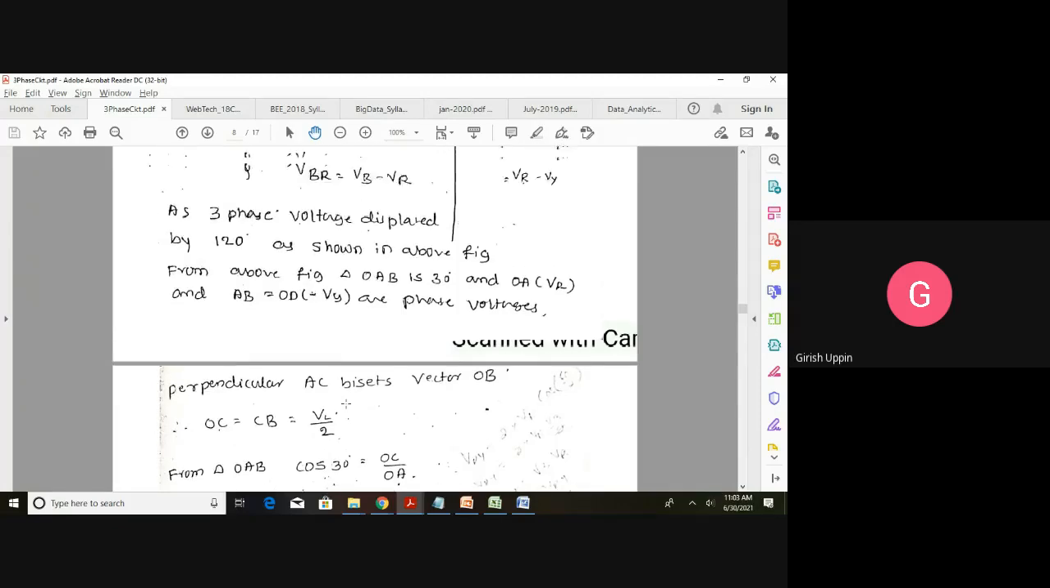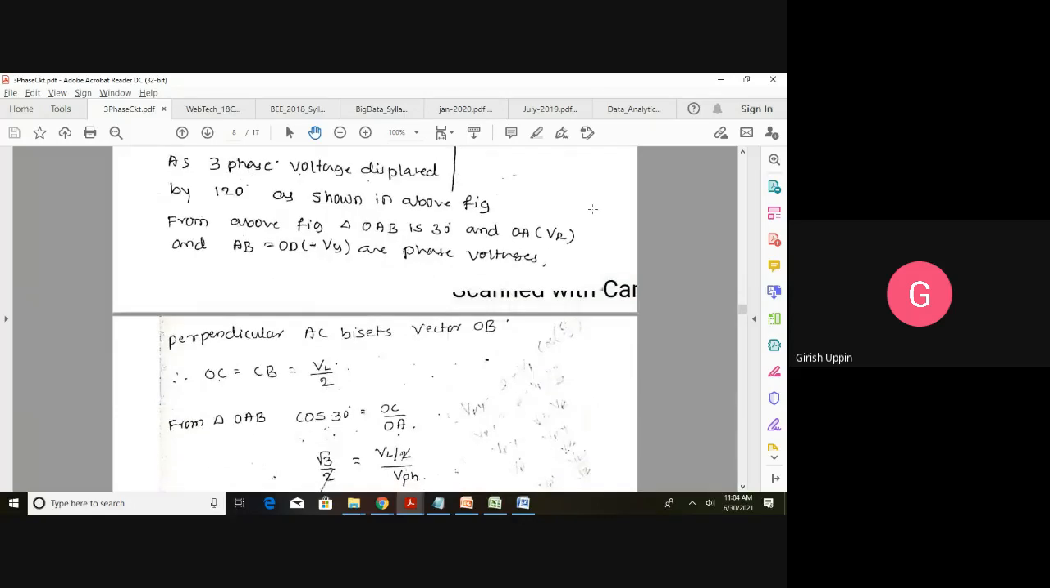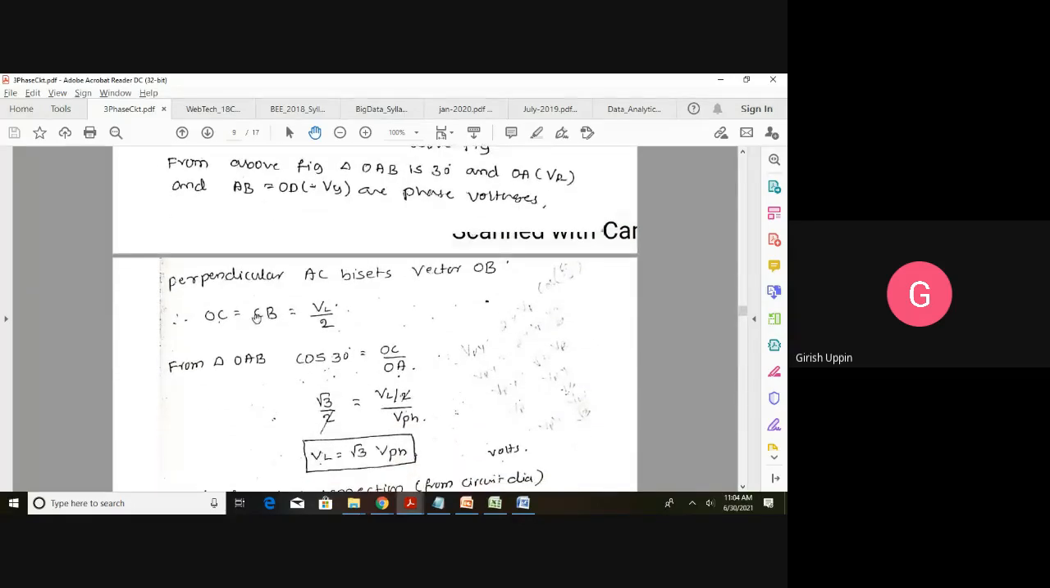What we are going to do is, from this point, draw a perpendicular and it is going to bisect this line. And what is this line? This line is VRY or VL. So it will bisect this line. That's why we have OC is equal to CB is equal to VL by 2, half of the VL. I hope everybody agrees: OC is equal to CB is equal to VL by 2.